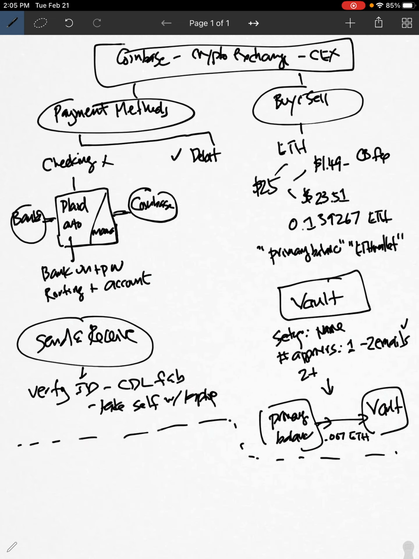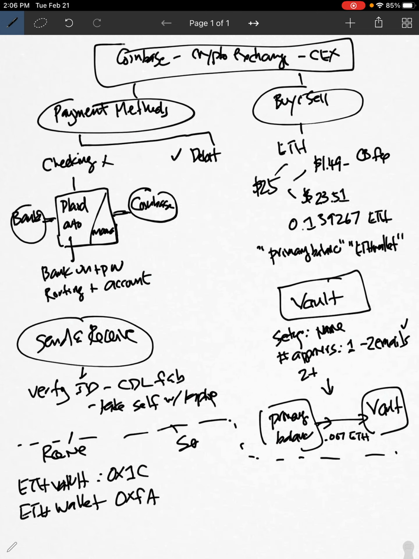And so on the receive side, for instance, if I want to receive, you can have it sent to your ETH vault, or you can have it sent to the ETH wallet. And then these each have their own different address. This one's 0x1C. This one is 0xFA. And then to send, you can send it from your Ethereum wallet. And you just enter the destination address.